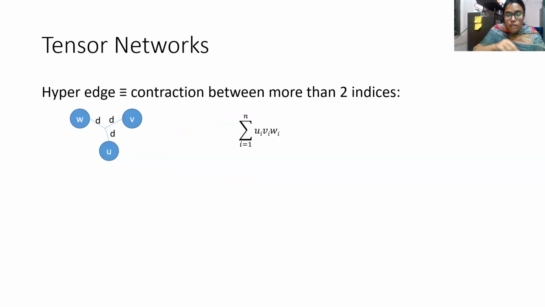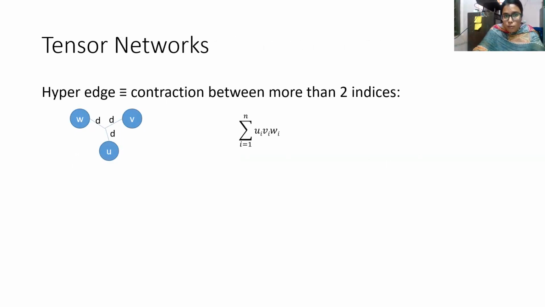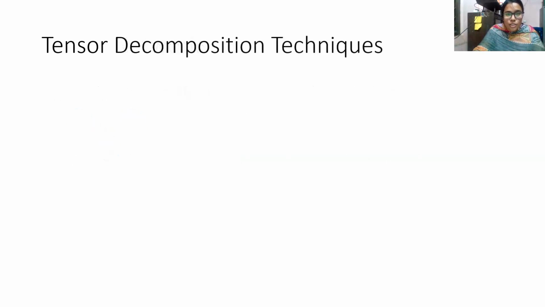So this type of connected edge we will call a hyperedge. Here, sorry, is all about tensor networks. It's the very basics of tensor networks. If anyone wants to know tensor networks, then he or she has to know about these simple types of networks, right? So now we'll describe how a tensor can be decomposed.